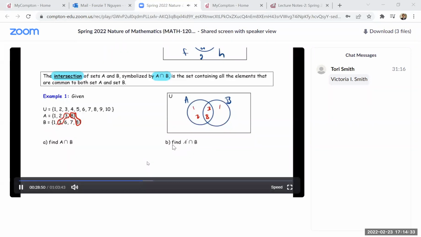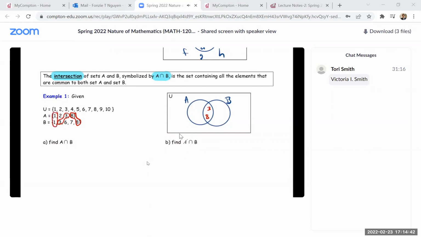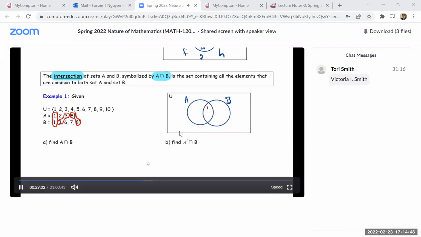Actually, did anybody see a mistake? Oh, 1. Yeah, we missed that one. So it should have been 1, 3, and 8. And then in this region, just the 2, right? And in this region, 6 and 7. All right, so now we got it.